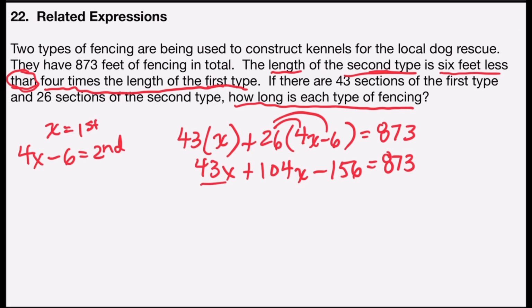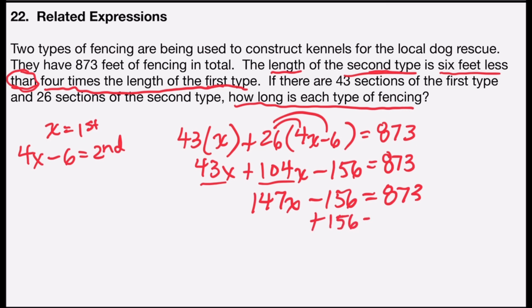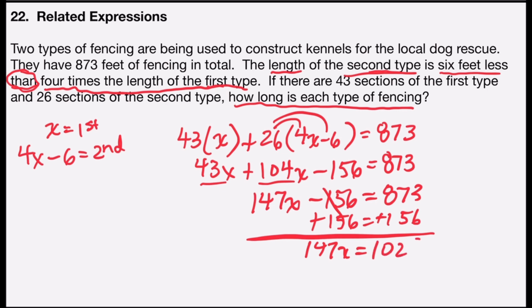Now I'm going to combine like terms. 43x plus 104x is 147x minus 156 equals 873. And now I have a two-step. I'm going to add 156 to each side. Negative 156 plus 156 is 0. 0 plus 147x is 147x. And 873 plus 156 is 1029.